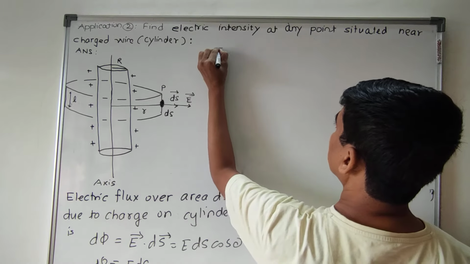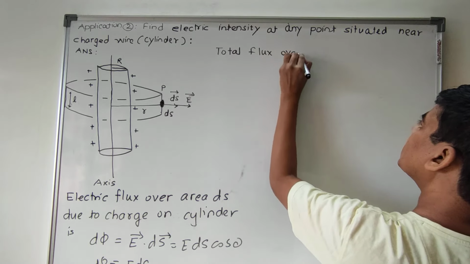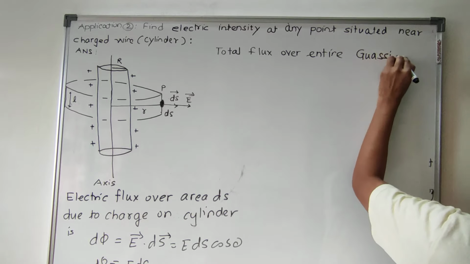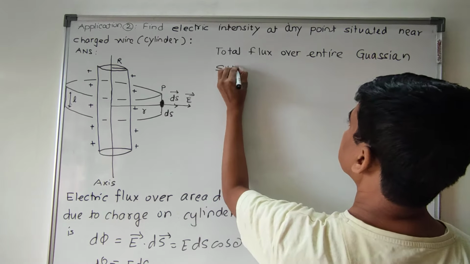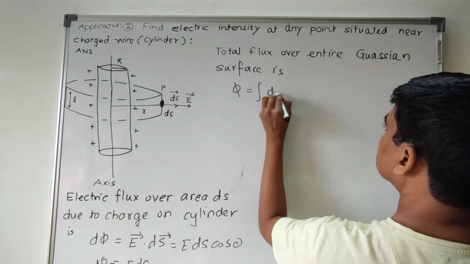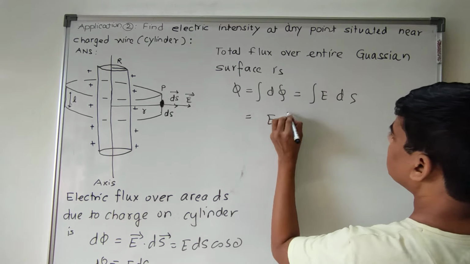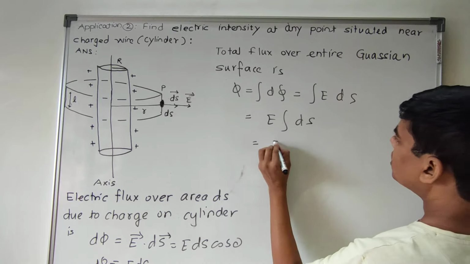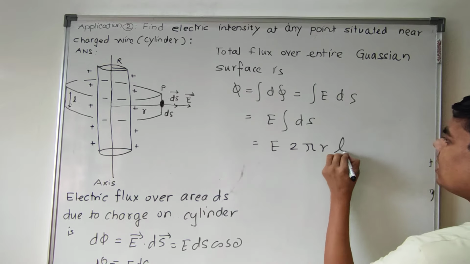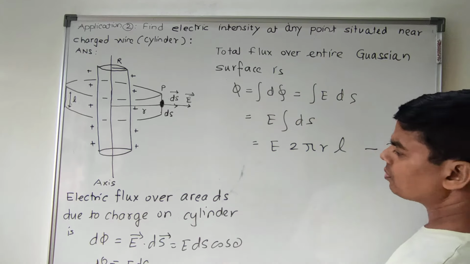Now, the total flux over the entire imaginary Gaussian surface is phi equals integral of d phi, that is integral of E ds. Now, E comes out of the integral as E is uniform. Now, ds integrated is the area of the curved surface of the cylinder, and that is 2 pi r L. This is equation number 1. And this equation is by the definition of electric flux.